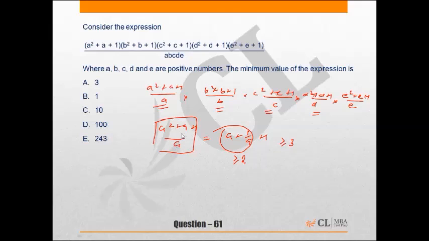Similarly, the minimum value of the other 4 terms in the given expression will be 3. Therefore, the minimum value of the expression will be 3 into 3 into 3 into 3 into 3. This is 3 raised to power 5. This is 243. Therefore, option E is the correct answer.